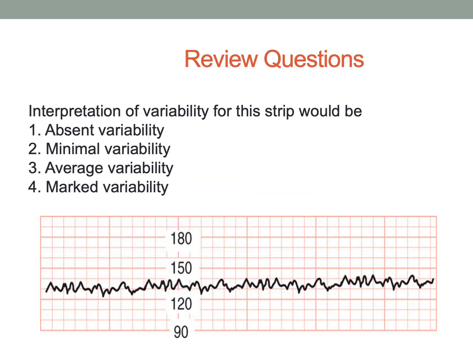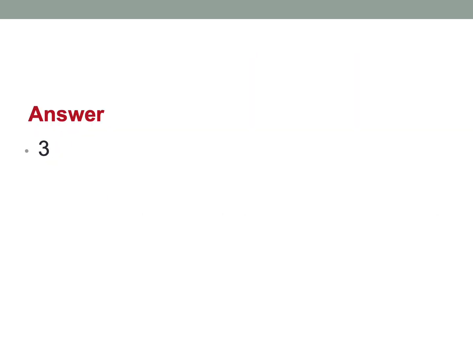So I just have a review question here. Interpretation of variability for this strip would be, what does this look like? Is it moderate? Is it minimal? Is it absent? Is it marked? What kind of variability do we have here? By the way, it's not average variability. It should be moderate variability. And that is your answer. That is moderate variability. Okay, remember the amplitude of moderate variability is from 6 beats to 25.